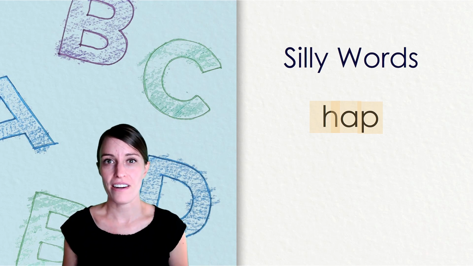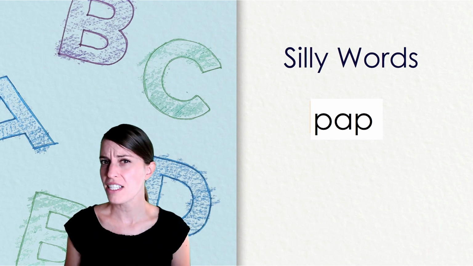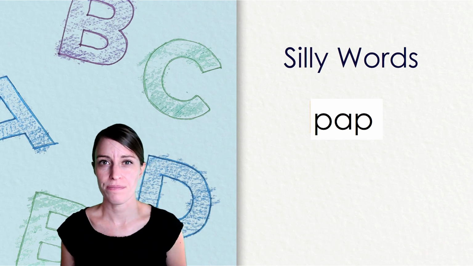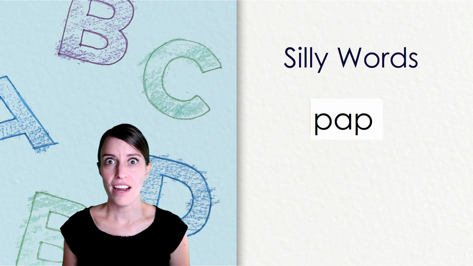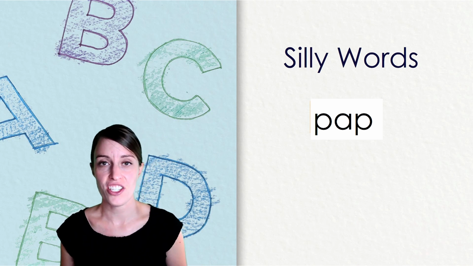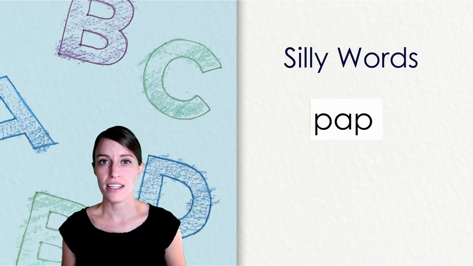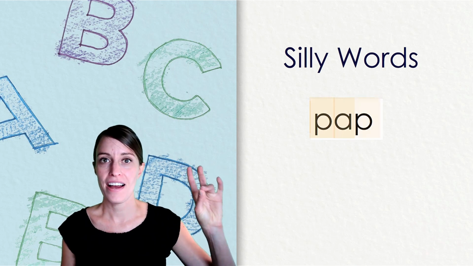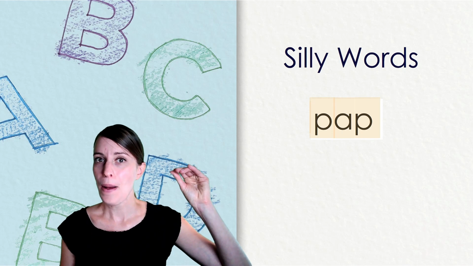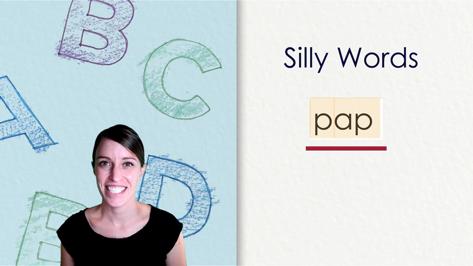Take a look at this word. What do you notice about this word? That's right, it has an ending chunk that you know. Let's decode this word together by tapping out each sound. P, a, p. Blend it together, pap. Great job reading those silly words.